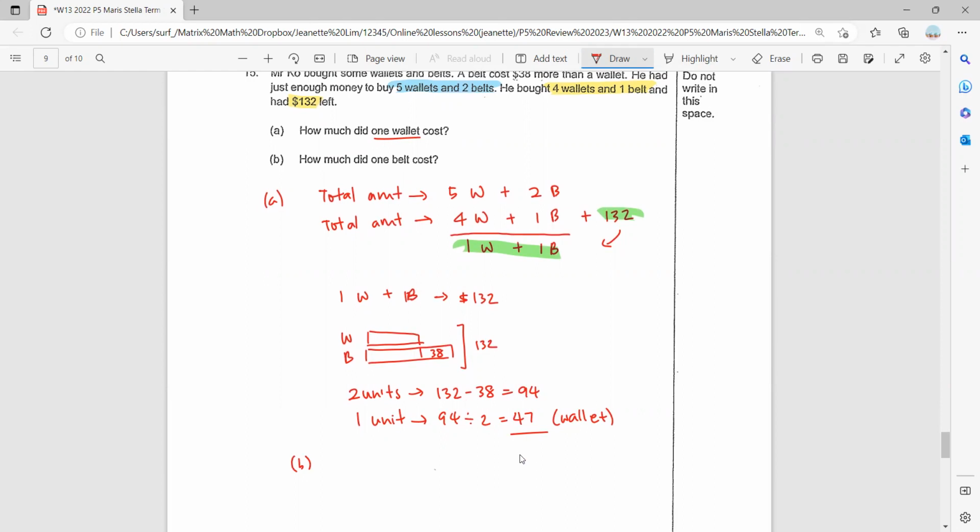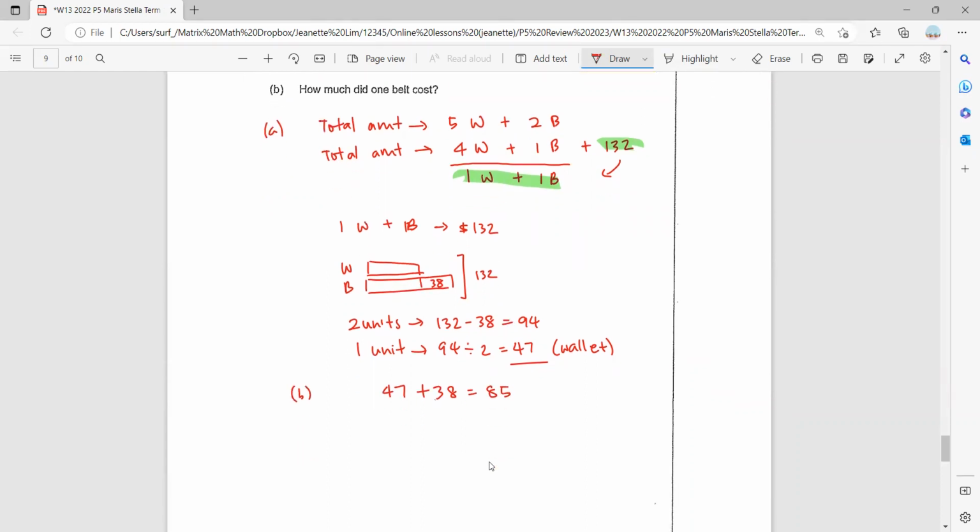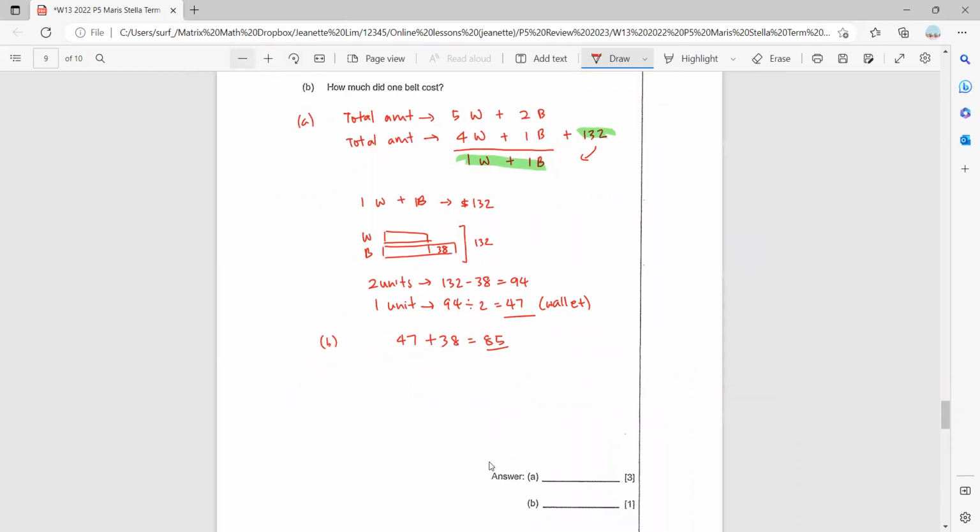Then for B, how about the belt? Now, if we look at the model, belt is 38 more. So 47 plus 38 should give us 85. So the answer for part A is $47. For part B is $85.